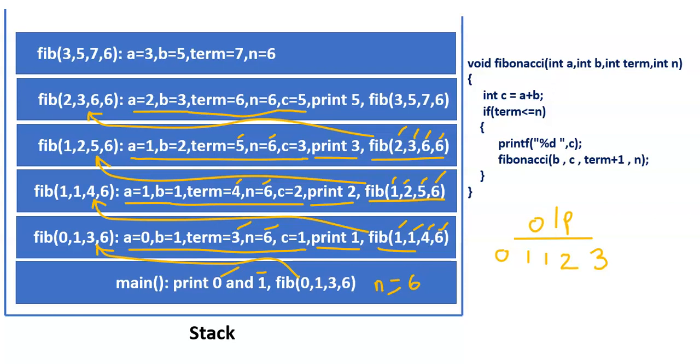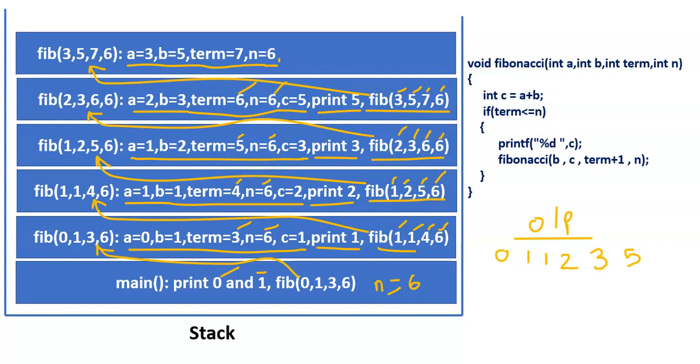Again we are calculating c value. c value is equal to 2 plus 3, 5. Here also the condition: term value is less than or equal to n. 6 is less than or equal to 6, which is correct. Then we are printing c value, that is 5. Then again we are calling the Fibonacci function, Fibonacci of b value, that is 3, and c value, that is 5, and term plus 1. Term plus 1 means 6 plus 1, 7, and finally n value. And the control comes here. Again another copy of the function is created. In this, a value is 3, b value is 5, term value is 7, and n value is 6.